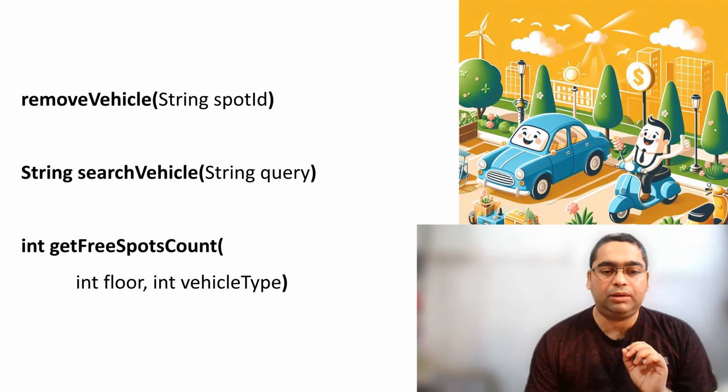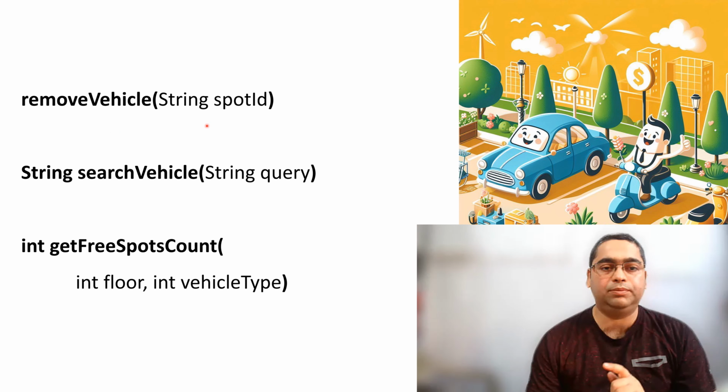Apart from the park method, there are a few more methods that we need to implement. We have got the remove vehicle. You are given a spot ID and you have to remove the parked vehicle from the spot ID. If you remember, the spot ID was assigned in the park method. Then you have got the search vehicle where you will be given a query. Your query can be either the vehicle number or the ticket ID that was passed along in the park method, and you have to return the spot ID for that vehicle.